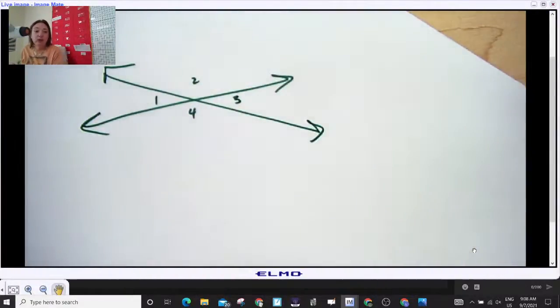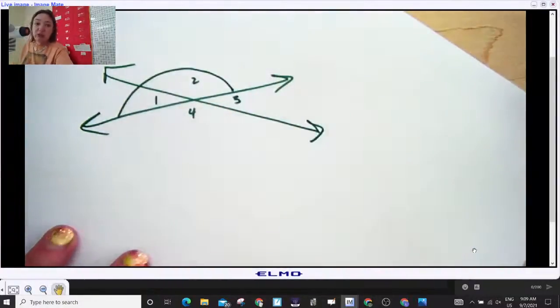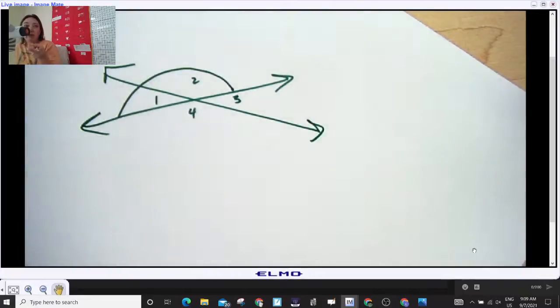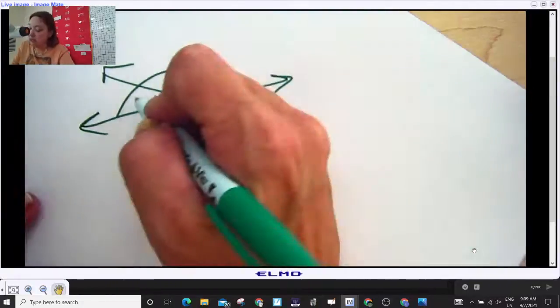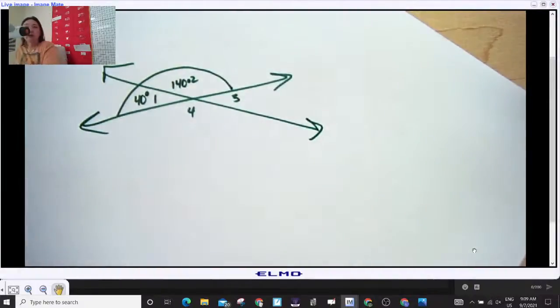We've got angle 1, 2, 3, and 4. Tell me what you know about angle 1 and angle 2's relationship to each other. They're supplementary because they make a 180. They make a line, right? So they're adjacent, which means they're a linear pair, right? So these two add up to 180. Let's make up some numbers to make it easier for us to look at them. So I'm going to say this is like 40 degrees, and that would make this one 140 degrees, right?